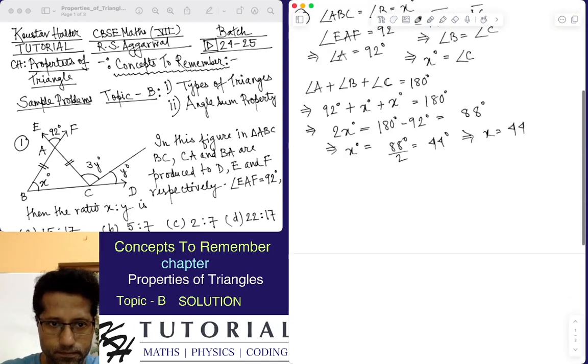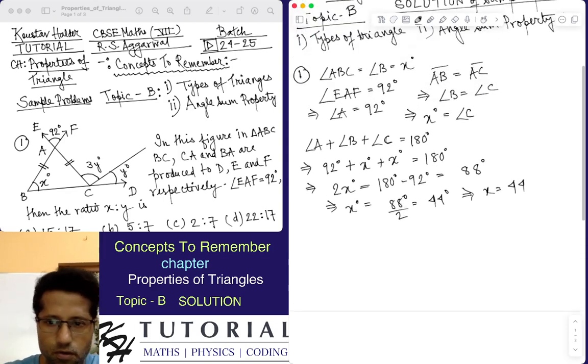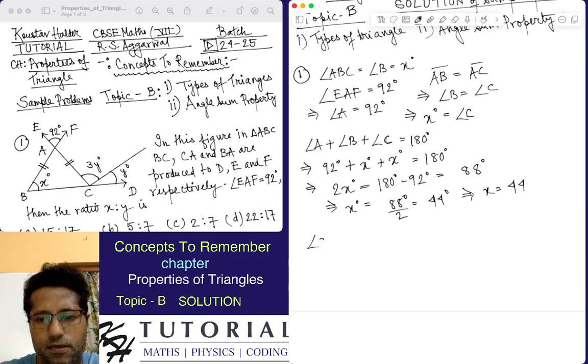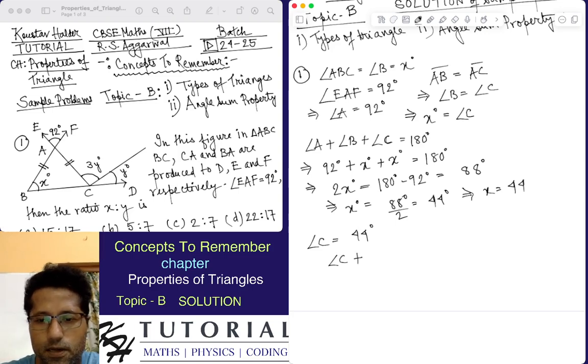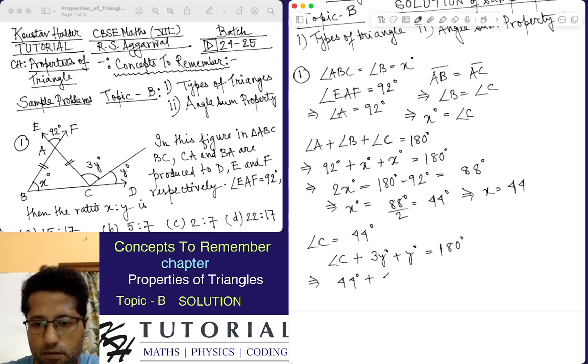Now we have to find y. How can we now? Okay, now you see we have found angle C. What is angle C? Angle C is x, that is 44 degree. Now we will have angle C plus 3y degree plus y degree. These are all angles on the same side of the straight line BD, and so their sum will be 180 degree. We must have angle C plus 3y plus y equals 180 degree. This implies angle C is 44 degree. So 44 degree plus 4y degree equals 180 degree.